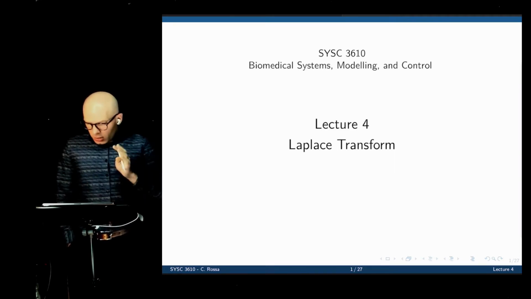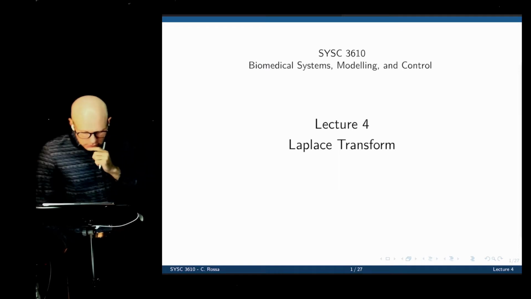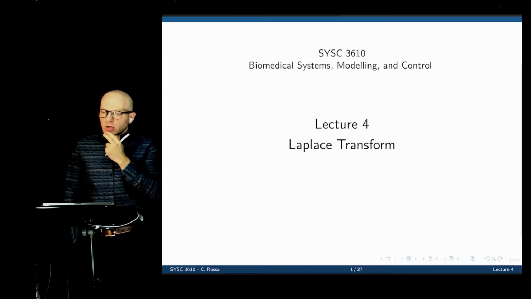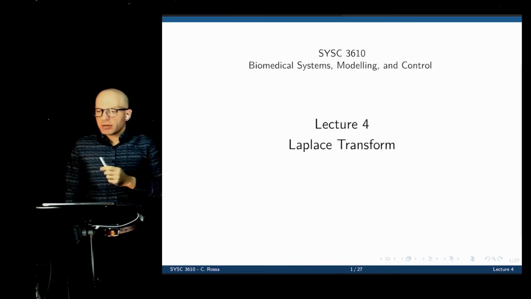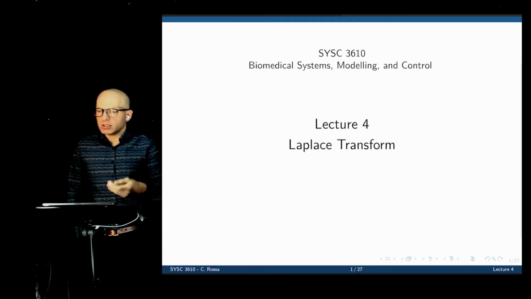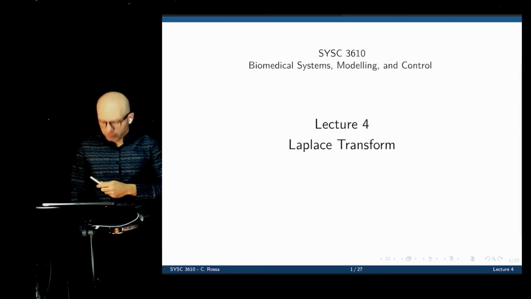Okay. So my goal today is to go over Laplace transform. My intention though is not to teach you how to do Laplace transform, but to teach you what a Laplace transform represents and why we need it when you want to control a system.